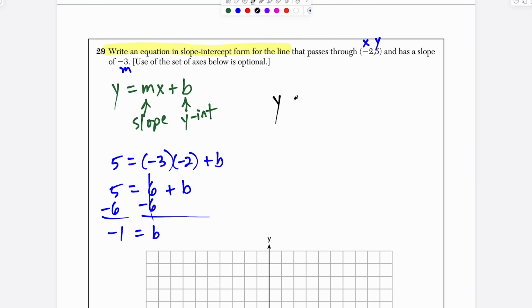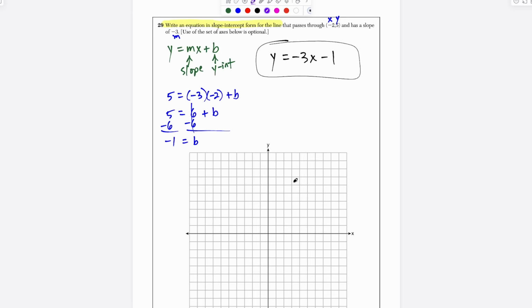So our final answer would be y equals, and now the slope m is still -3, so we have -3x, and then plus b, but our b value is -1, so I could say plus -1, or I could just say minus 1. And then this would be our equation. Now, they said the use of the set of axes below is optional, but if you wanted to answer this question without using this formula, you could start at the point (-2, 5). So we could plot that point. We go to the left 1, 2, and up 1, 2, 3, 4, 5. So here's the point (-2, 5).